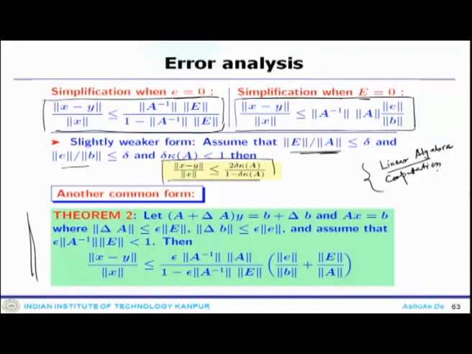So, let A plus delta A y equals B plus delta B and A x equals B, where the norm of delta A is less than or equal to epsilon times the norm of A and the norm of delta B is less than or equal to epsilon times the norm of B, and assume that epsilon times the norm of A inverse times the norm of A is less than 1, then it satisfies this inequality.